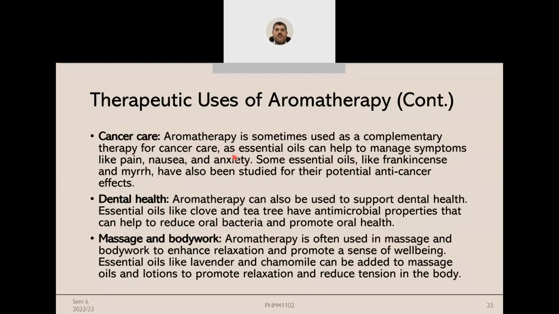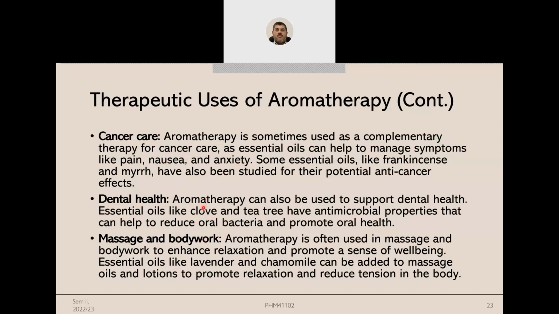Some are used for cancer care. For example, some essential oils like frankincense and myrrh, the Arabic myrrh, have also been studied for their potential anti-cancer effects. Some are used also for cancer pain, nausea, and anxiety. Then I will show you some later on the slides. We will see some studies that have been done to evaluate the effect of some essential oils for cancer patients. For dental health, the very famous one is clove, right?